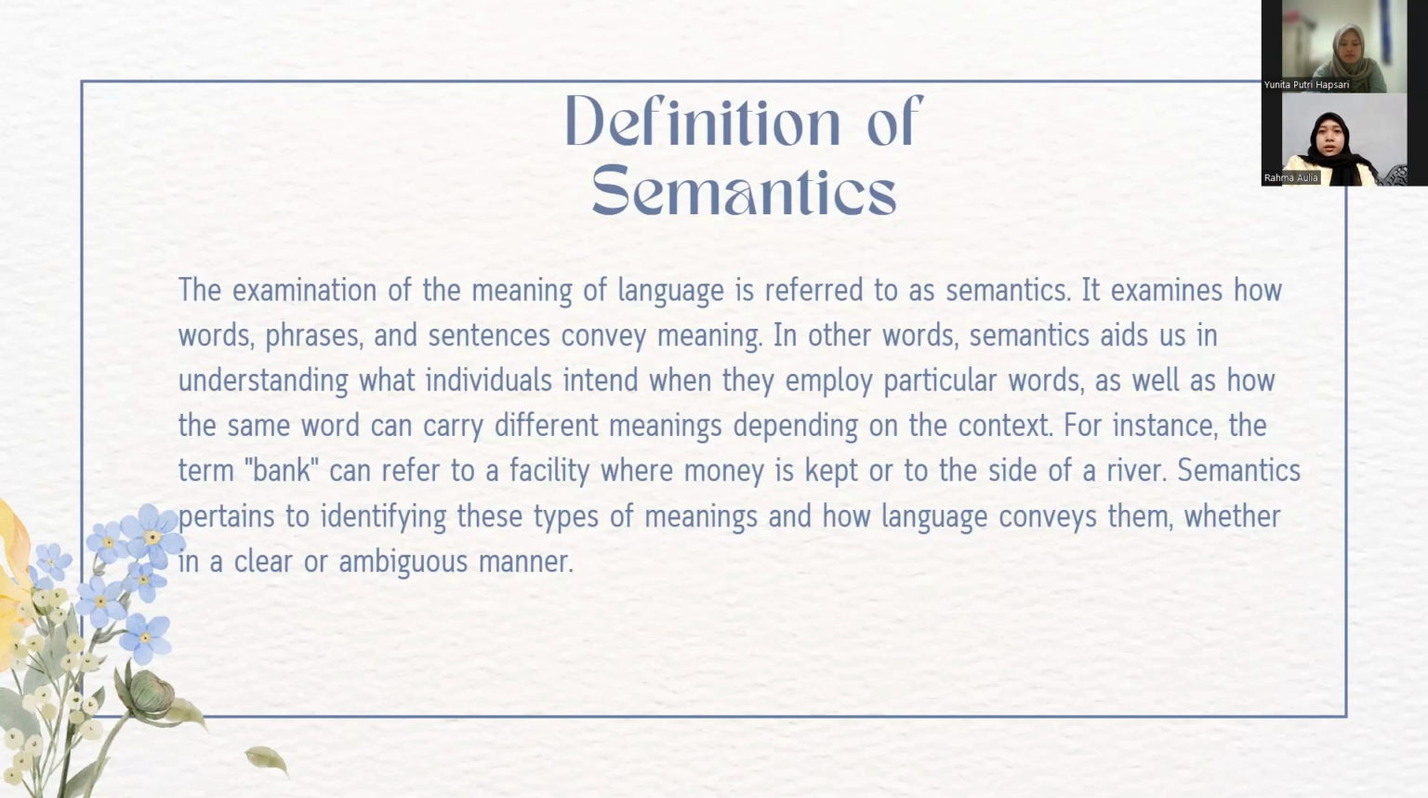For instance, the term bank can refer to a facility where money is kept or to the side of a river. Semantics pertains to identifying these types of meaning and how language conveys them, whether in a clear or ambiguous manner.